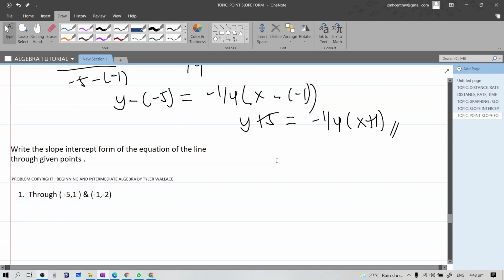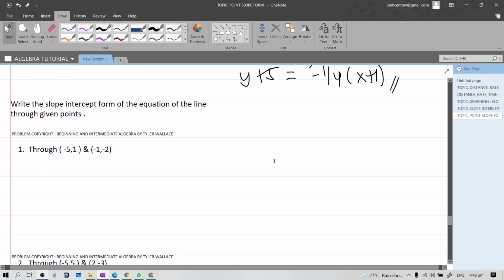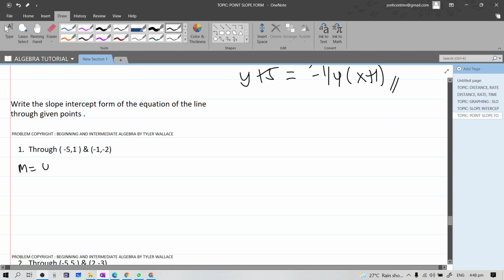Next, write the slope-intercept form of the equation of the line through the given points. So, this one will be a bit longer. How do we do this? It is just like the previous one. m is equals to y sub 2 minus y sub 1 over x sub 2 minus x sub 1. Earlier it was point slope form, here it is slope intercept. Slope intercept is what is asked, but what is given are points, with no slope.